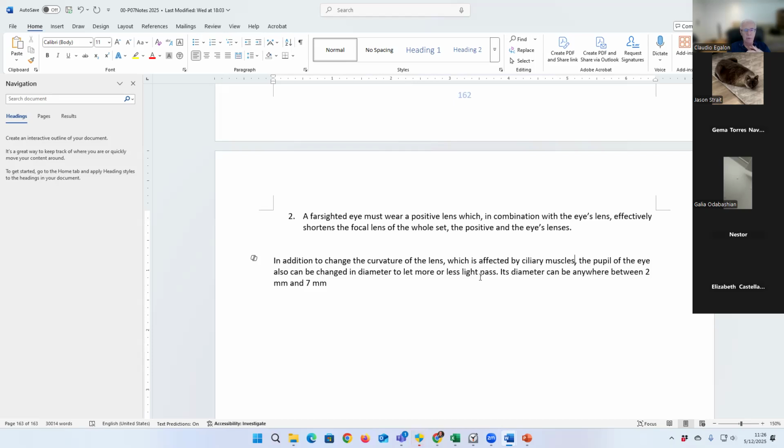Okay? If you have very strong light incident in your eye, the pupil is going to close. In a very dark environment, the pupil is going to dilate. Okay?